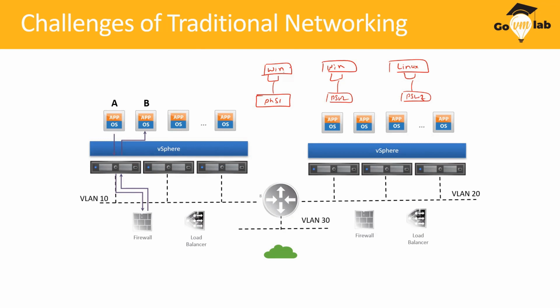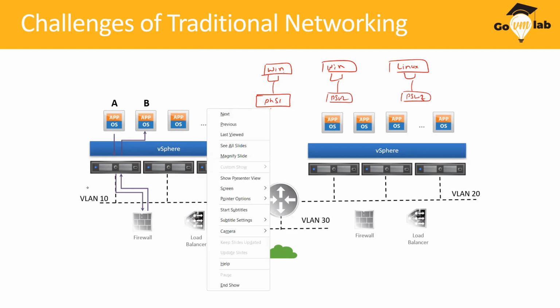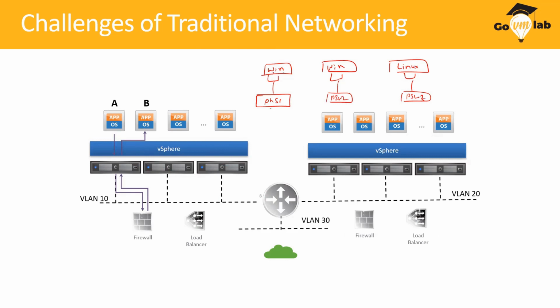So if this Windows server wants to talk to this Windows server, the packet has to go to their adapter, to the physical switch. And if they are part of three different networks, let's say VLAN 10, VLAN 20, VLAN 30, even then we know that to enable this communication, the packet has to go to the physical switch, and this physical switch will be connected to some centralized router.